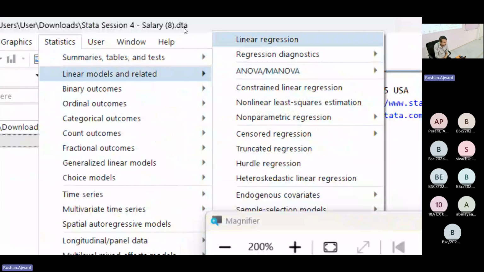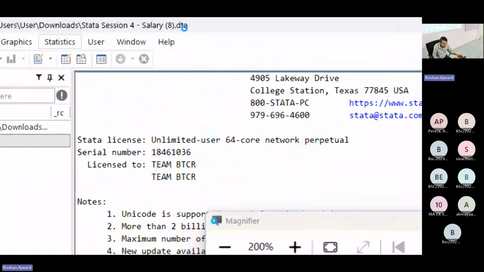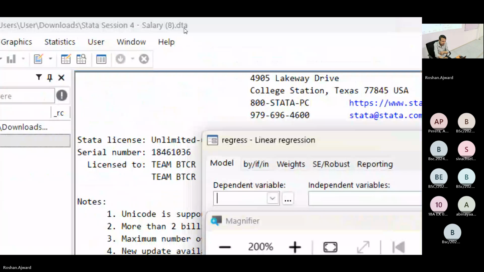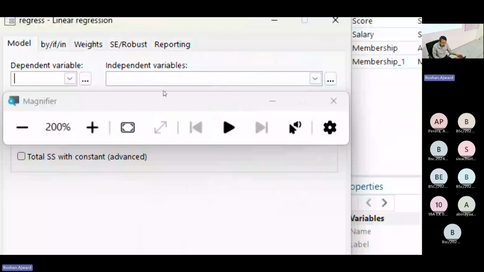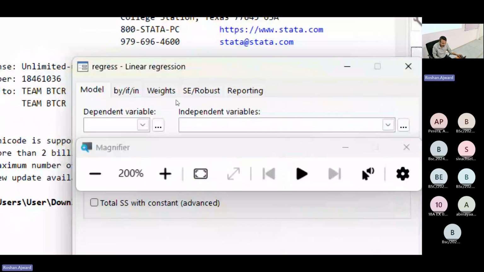Is it okay? Shall I click that? Right there. Linear regression. So click on that linear regression. Then comes a dialog box, which asks some information.